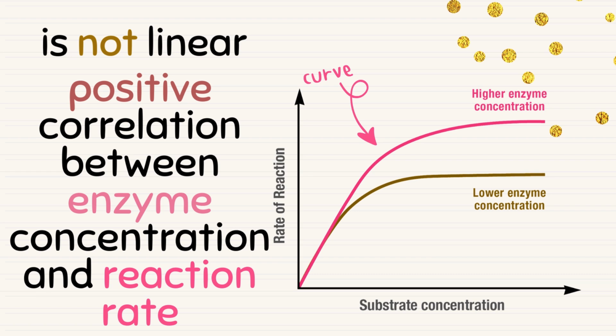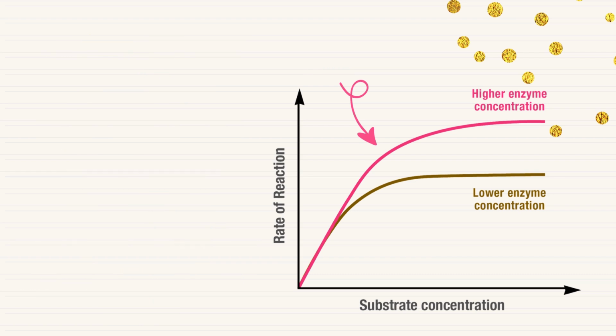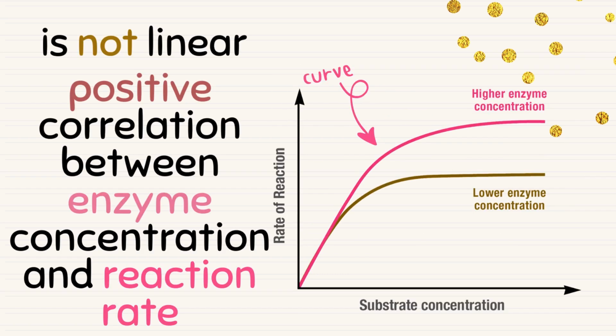So in conclusion, this graph shows a positive correlation between enzyme concentration and reaction rate, which is consistent with our understanding of enzyme kinetics in biochemistry.